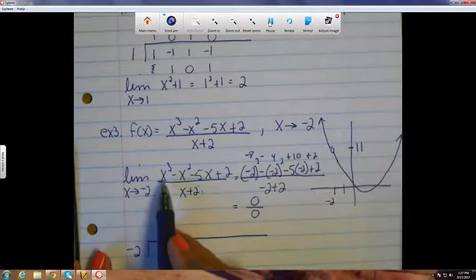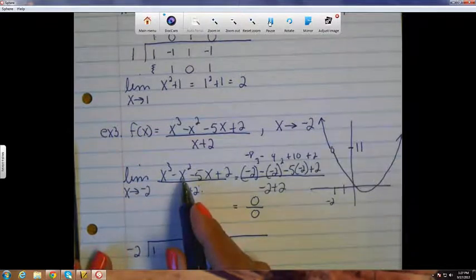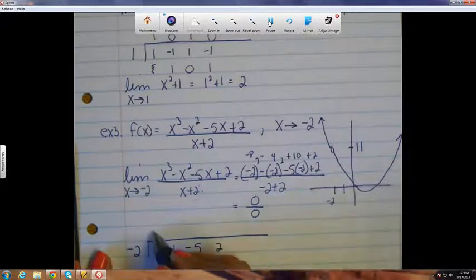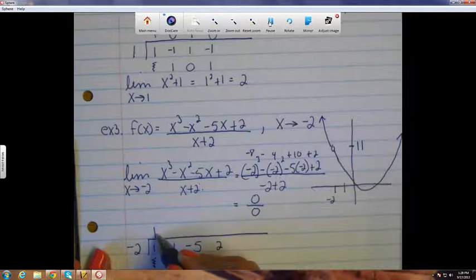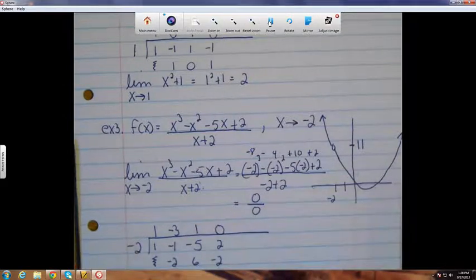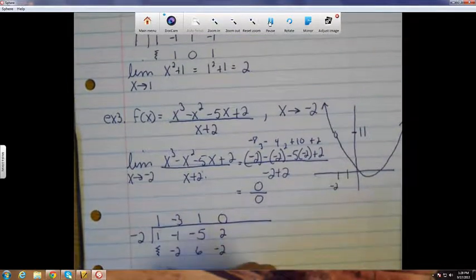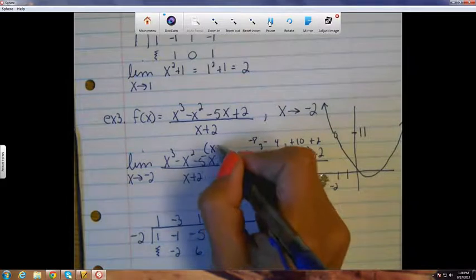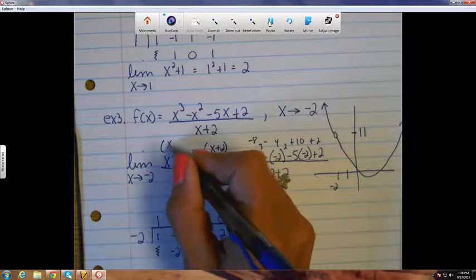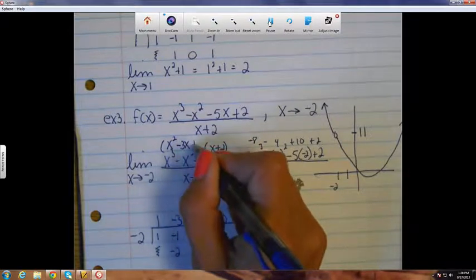Put in our coefficients, 1, -1, -5, and 2. Raise the first one, nothing goes below, so then -2, adding, -3, multiplying a +6, adding +1, multiplying -2, 0. So our factors are x plus 2, and starting with 1 less power, x squared minus 3x plus 1.